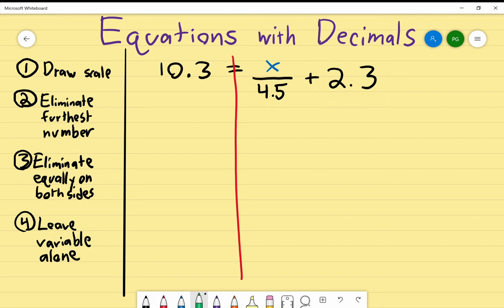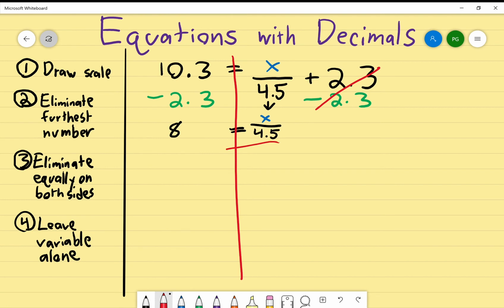So let's go ahead and do the opposite to eliminate. What's the opposite of plus 2.3? Minus 2.3. I need to eliminate equally on both sides, so I'm going to subtract 2.3 from here as well. Of course, I don't think I even need a calculator. 10.3 minus 2.3, well, 10 minus 2 is 8, and then the 0.3's cancel out. 10.3 minus 2.3 is 8, equals, I'm going to bring down the x divided by 4.5, I haven't touched that, and then 2.3 minus 2.3 cancels out. I don't need to write anything down.